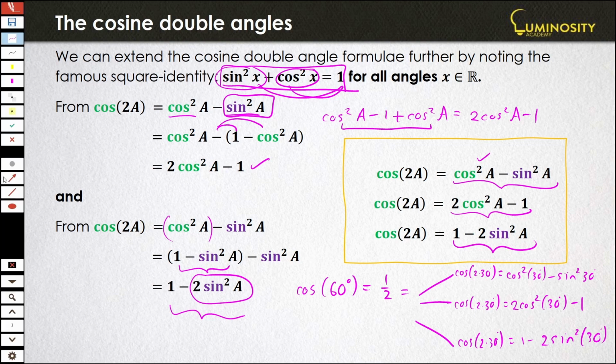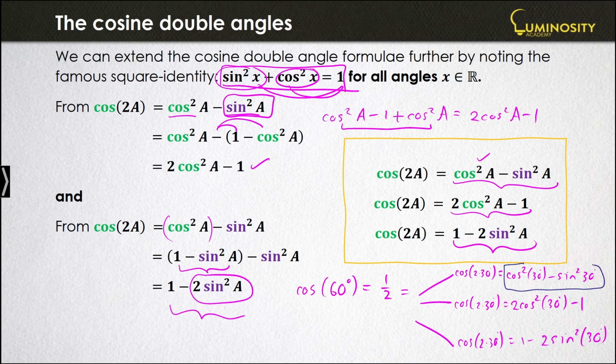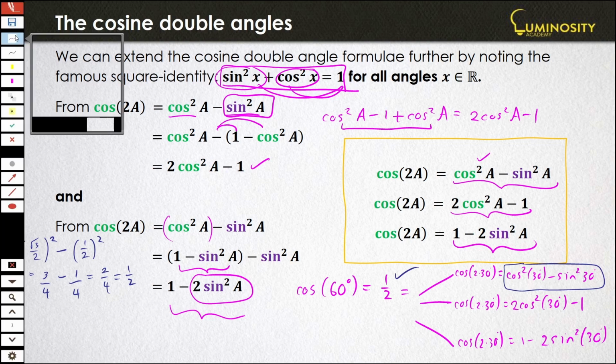So let's work out each of those and see what we get. For the first one here, cos squared 30 minus sine squared 30. So remember what that means. Cos of 30 is a special angle, it's root 3 over 2, and you're squaring it. Minus sine of 30 is a half, and you're squaring it. So if I square that, root 3 squared is 3, and 2 squared is 4, minus 1 squared is 1, 2 squared is 4. So I have 3 quarters minus a quarter is 2 quarters, which is a half. So that's correct.